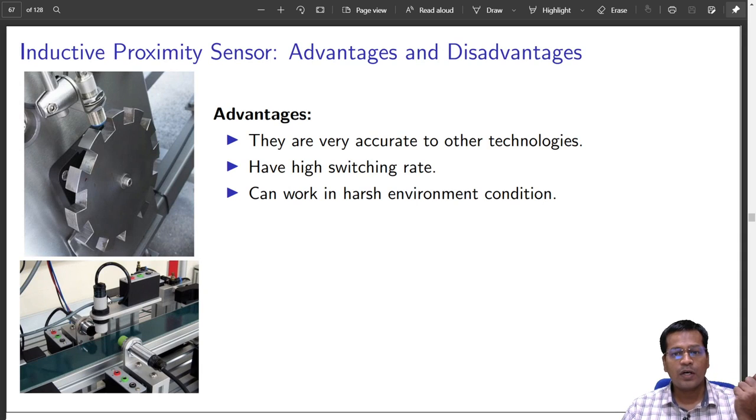Okay, it can work in harsh environments. As you see, it can be totally enclosed in a cage that is IP certified. You can have water all around, right? It can be a float sensor or something like that. Got it? It is well protected from dust. Yes, it is enclosed.